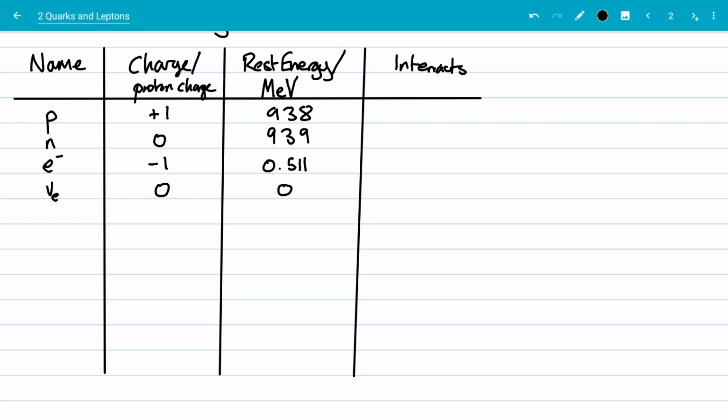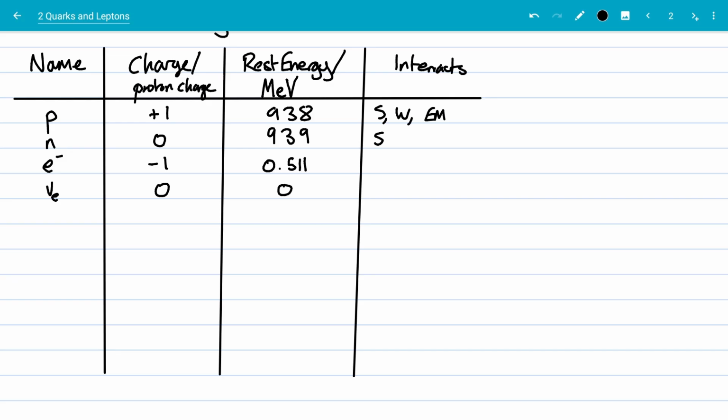And now this is where it gets interesting, because in terms of the interactions, the proton interacts with the strong, the weak, and the electromagnetic. And I'm going to ignore gravitational because it's impossible, really, to determine the gravitational interaction for particles on this sort of scale. They're so low mass. How are we going to detect any gravitational interactions?